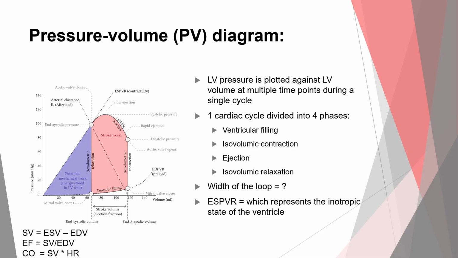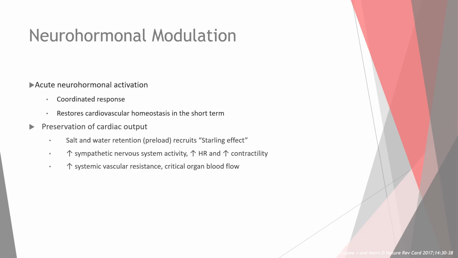Question: what is the width of the loop? Giving you a few moments to think. Stroke volume relates to that. And then you have the end-systolic pressure-volume relationship, which represents the inotropic state of the ventricle. Moving on from this, again, we barely skimmed that subject.